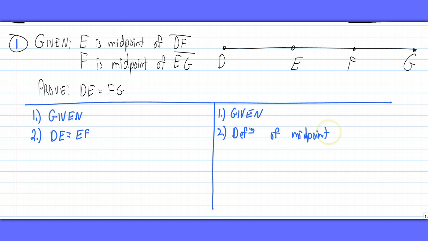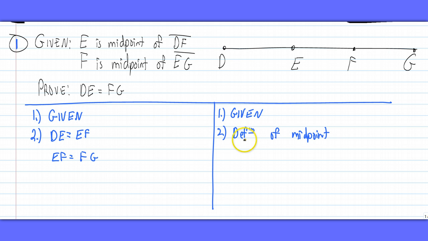That's what it means to be a midpoint. Those two segments are going to be equal to each other. Next part of the given says that F is the midpoint of EG. So as I look at my drawing, that means that segment EF is going to be equal to segment FG. Now a note on this one, the reason for that is also definition of midpoint. So I don't have to get another step for this one.